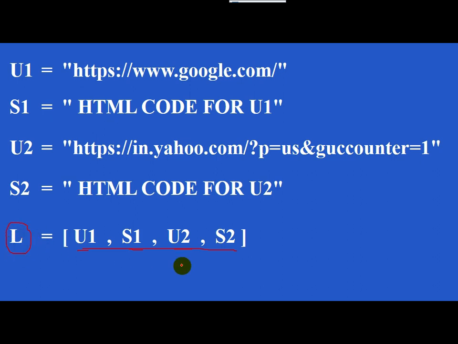The problem with this arrangement is that a list does not guarantee mapping of elements. So here u1 is not mapped to s1, u2 is not mapped to s2. As a programmer, I need an arrangement wherein one element is mapped to another element. Dictionary is that arrangement. A dictionary is a mapping between a set of keys and a set of values.